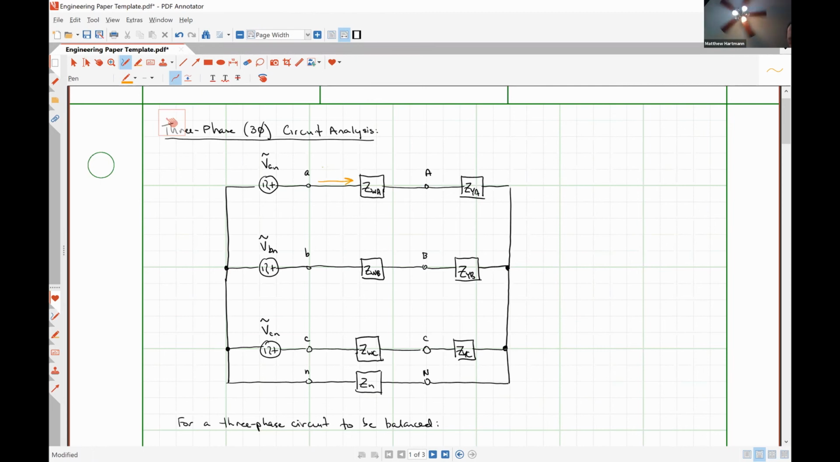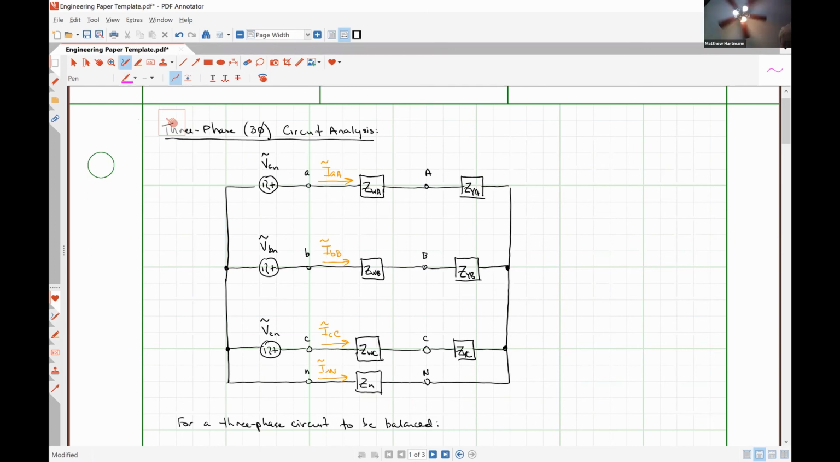So I'm going to call those guys IaA, IbB, IcC, and we'll need this guy as well, InN. So these are our line currents, and I'm also going to make one other assumption here.